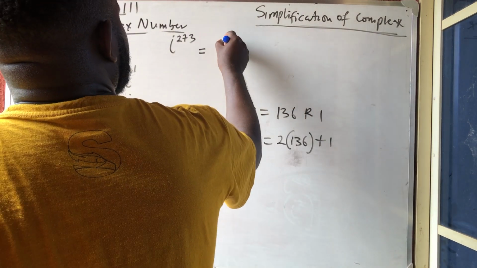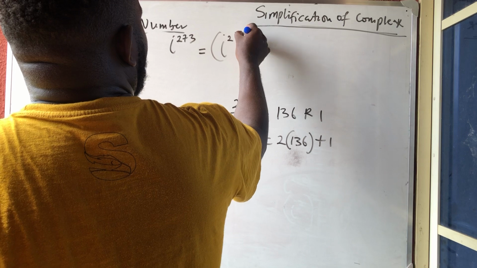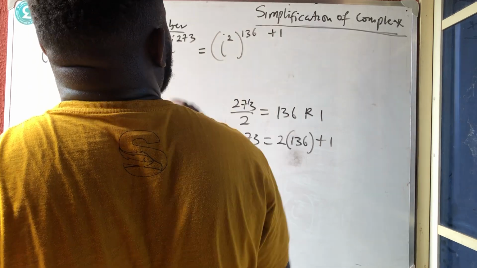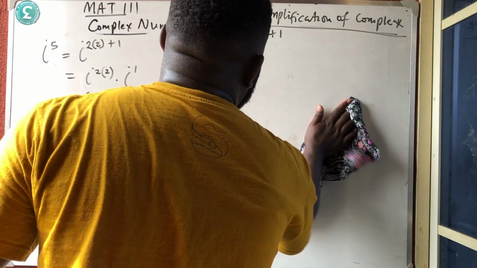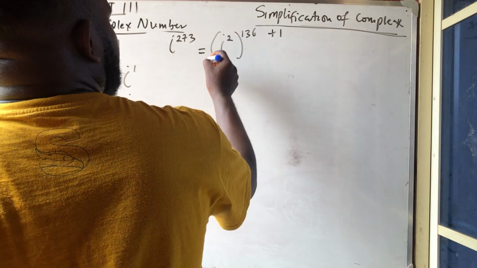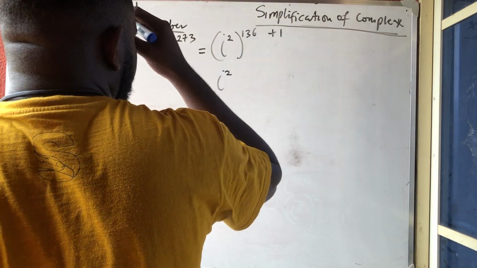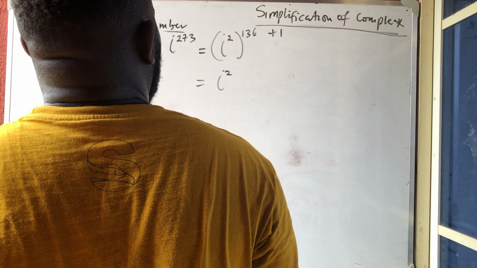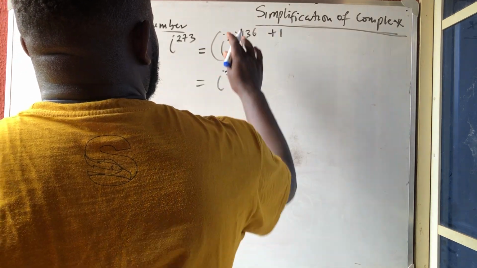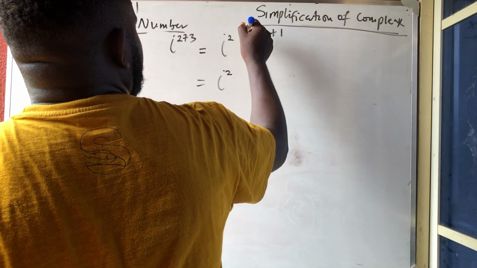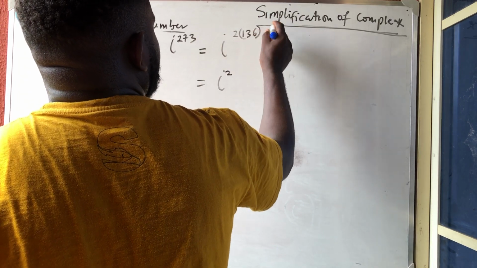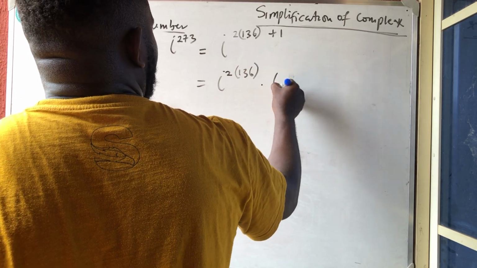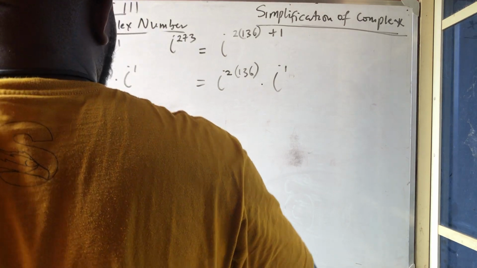So what do we do? This is i raised to power 2 bracket 136. Then what do you do? Plus 1. So you have to separate it. Remember that the plus is at the power. So let's separate it. Sorry, it's not like this, it should be like this: i raised power 2 times this, then plus this. So let us separate it. It's now i raised power 136 dot i raised power 1, because of the plus. So what do we have now?